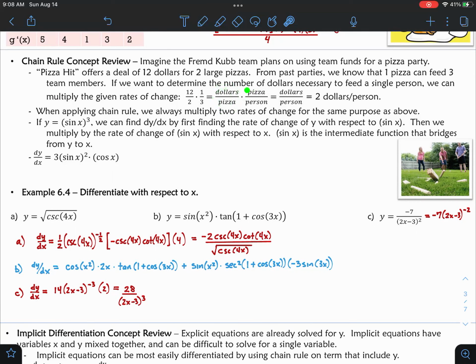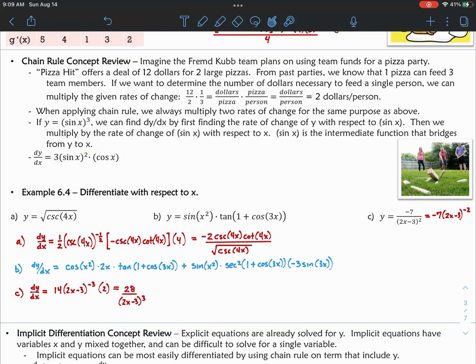Dollars per pizza times pizza per person. You can think of it as the pizza units canceling out. So that product will give you dollars per person. That's what we're seeing here. Every time we apply chain rule, this is exactly the logic that we're doing, okay? In this example here, y equals sine x to the third. We first can find the derivative or rate of change of y with respect to sine of x. We're treating sine of x as a variable temporarily. And we multiply by the rate of change of sine with respect to x. That's why we multiply by the derivative of sine to put together chain rule here.